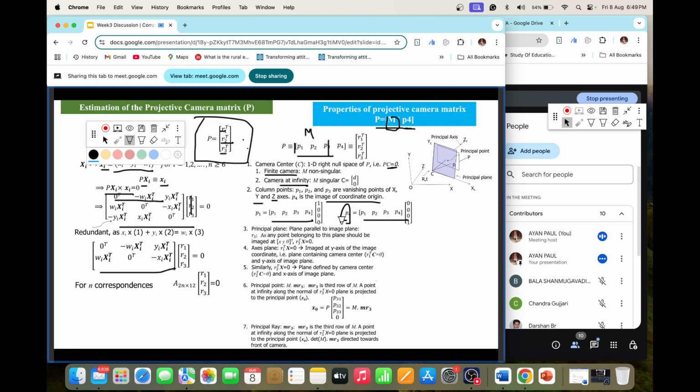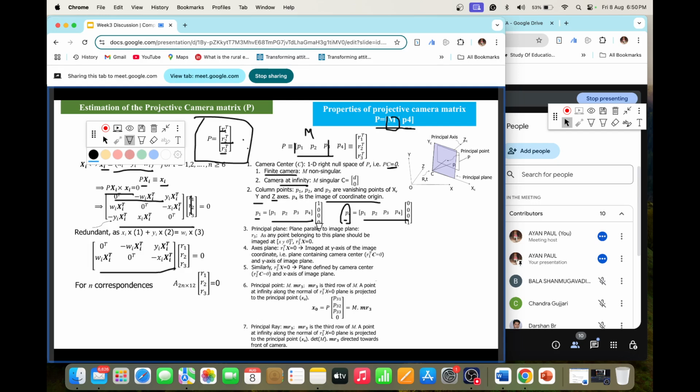So again I am repeating how I can get the vanishing point of x. That is nothing but p1, the vanishing point of x. How did I get it? By multiplying P with 1 0 0 0. Now how can I get the vanishing point in the y direction? That will be nothing but p2, and how can that be found? p2 equals this projection matrix into 0 1 0 0. How can I find p3, the vanishing point in the z axis? That will be equal to p3, and I can find it by the projection matrix into 0 0 1 0.